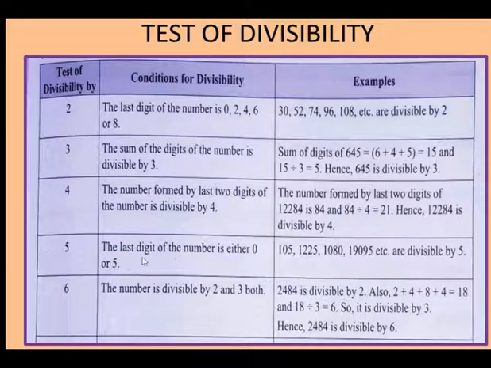Then 5: the last digit of the number is 0 or 5. It means if the unit place is 0 or 5, then the number is divisible by 5. In the same way for 6, if the number is divisible by both 2 and 3, then it is divisible by 6. The tests of 2 and 3 we have already seen. So we need to check whether the number is divisible by 2 and also by 3, and then we can say the number is divisible by 6.